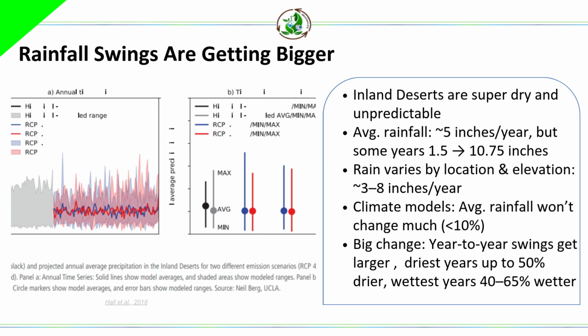Climate models suggest that average rainfall might not change much overall, less than 10%. But the big change is that year-to-year swings are getting bigger. The driest years could be up to 50% drier than before, and the wettest years could be 40 to 65% wetter. This means water management is becoming more challenging because we have to plan for both extremes, droughts and floods.